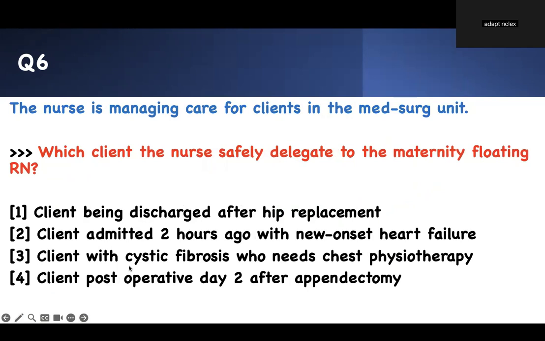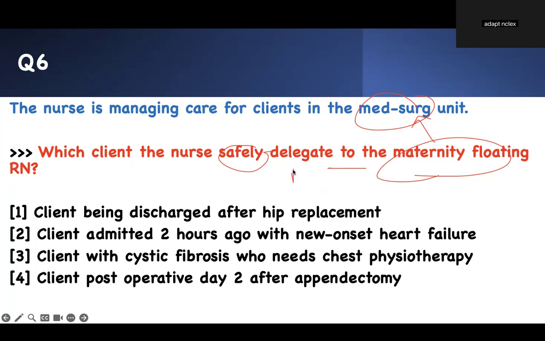Same thing. But this is key. The buzzword in that question. Read the question from the back. Which client can the nurse safely delegate to the maternity floating nurse? We have a floating nurse from maternity. The nurse is managing care for a client in what? Med-surg. We have a maternity nurse in the med-surg. She does not know anything about med-surg. All she knows is OB stuff. Therefore, the principle is don't give them any patient who has specialized needs in the med-surg.